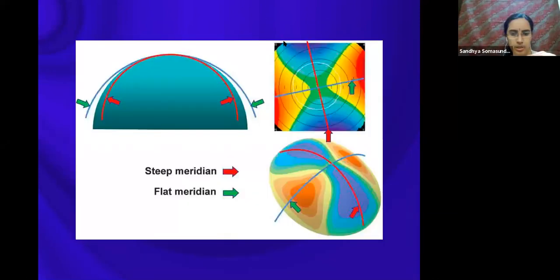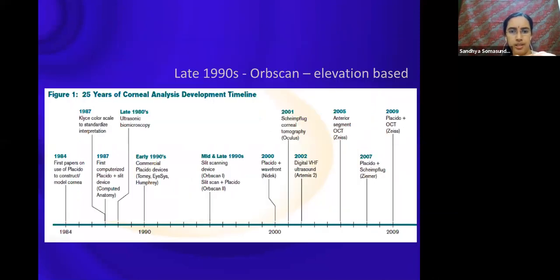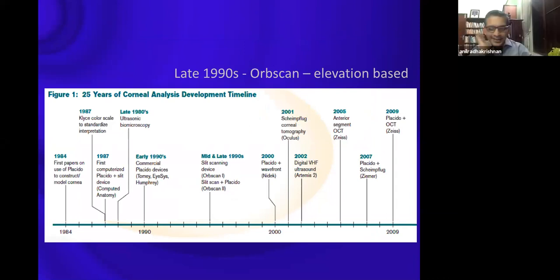Yes, sir, we have some questions. Dr. Jinsi is asking, should the steepening lie within the central 3.5 millimeters for it to be significant? I didn't understand. Can you tell once more, ma'am? Should the steepening lie within the central 3.5 millimeters for it to be significant? If a steepening is seen beyond the center, should it be considered reliable?